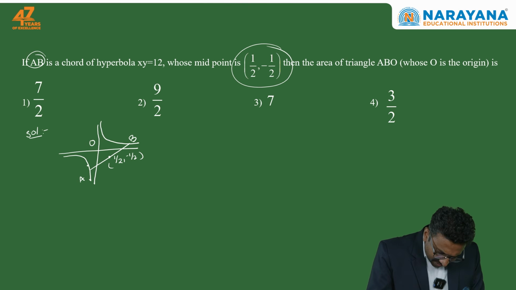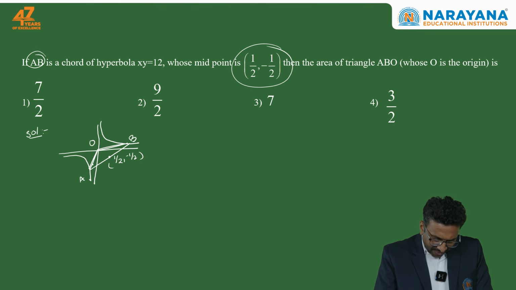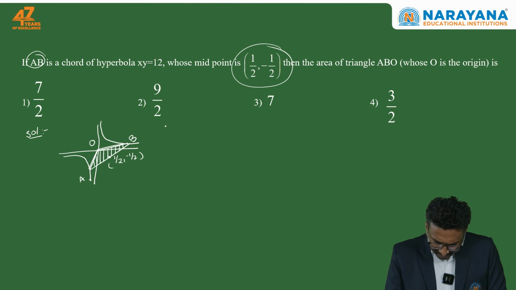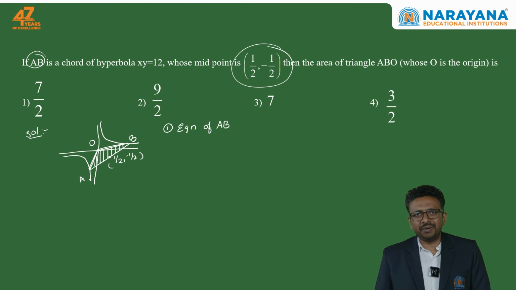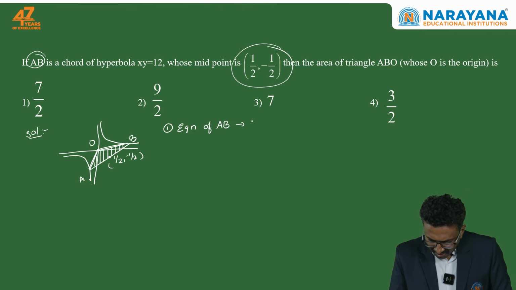Now you join this A and B with the origin. So you have a triangle, and you are being asked to find the area of this triangle. There are different ways to do this question. Let us do one of it. So the first step that I do is finding the equation of AB. So, the equation of a chord with a given midpoint: S1 is equal to S11. So I am using the concept S1 is equal to S11.